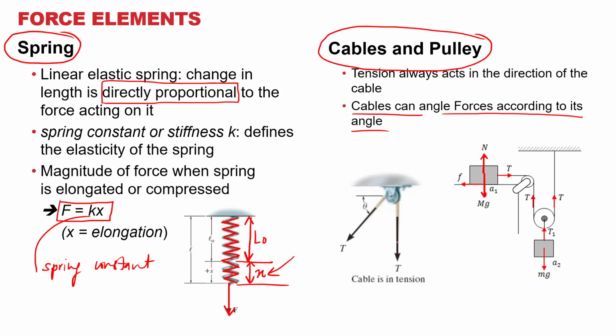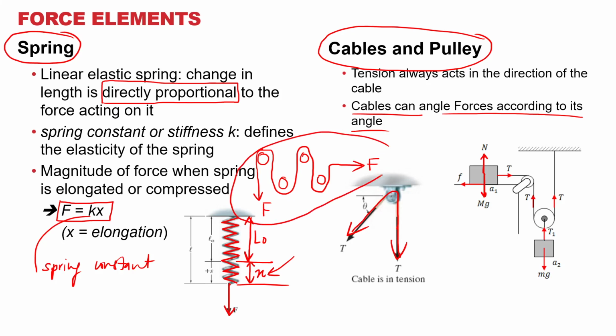For example, when your cable is aligned like this, the force direction can be changed. Okay, so your cable can be very complicated. It can be like this. Yeah, it can even be like this, but with the help of a lot of pulleys. So the good thing about cable is you can have a force here. You can change direction of a force. So this is how you change direction of a force, by using cables.